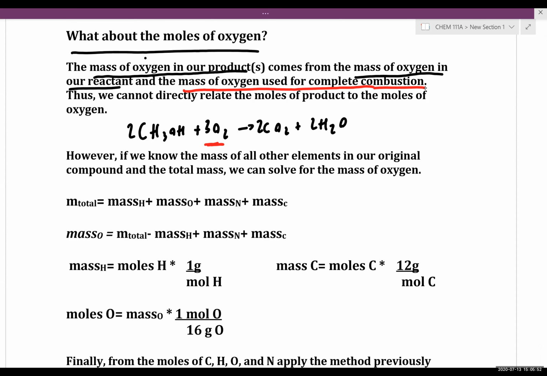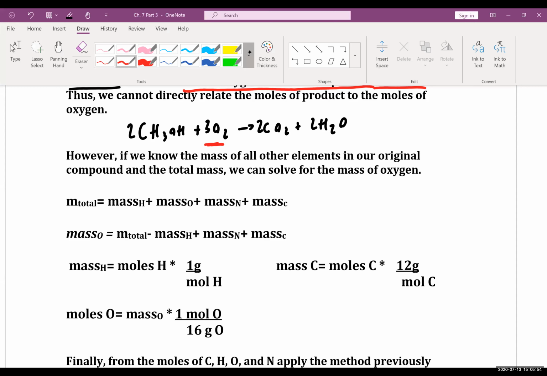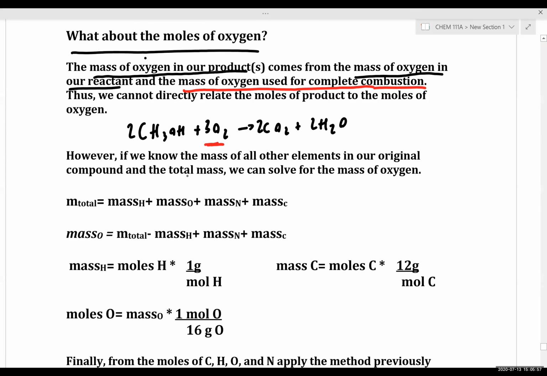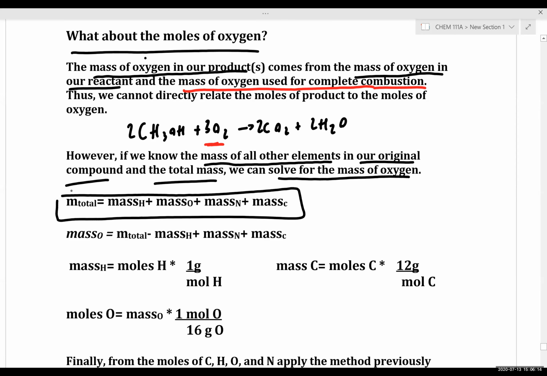So we're going to be a little bit clever and utilize the law of conservation of mass. If we know the mass of all other elements in our original compound, and we know the total mass that we started out with, we can solve for the mass of oxygen. So if the total mass is the sum of the mass of all of our elements, we can solve for the mass of oxygen by taking our total mass minus the mass of each of our other elements.